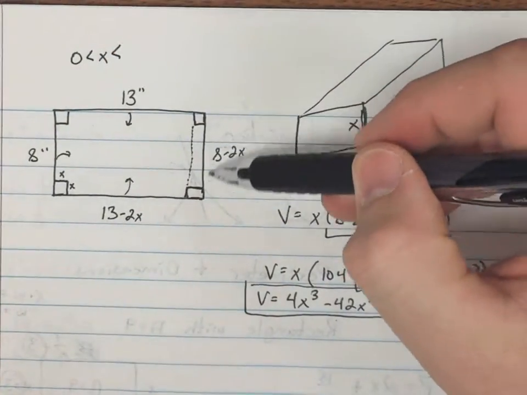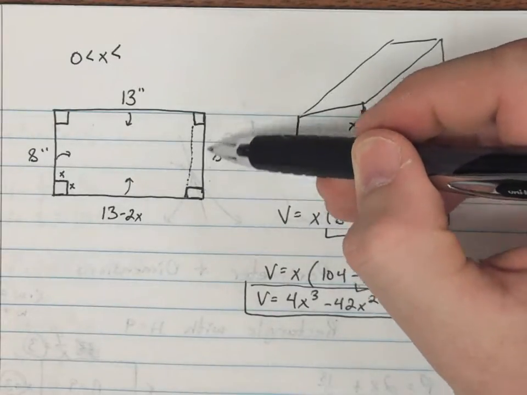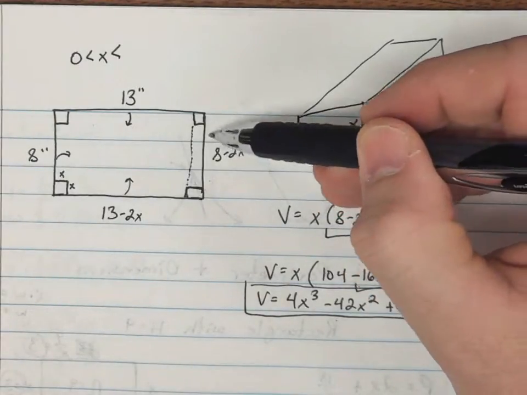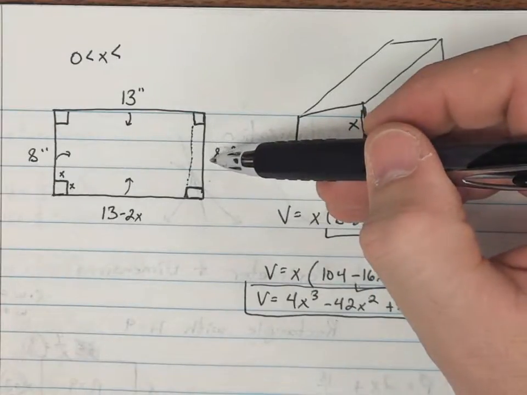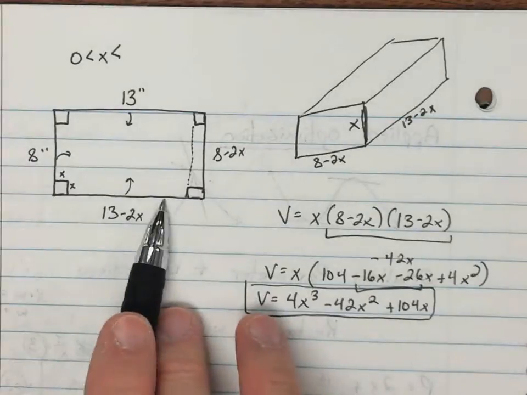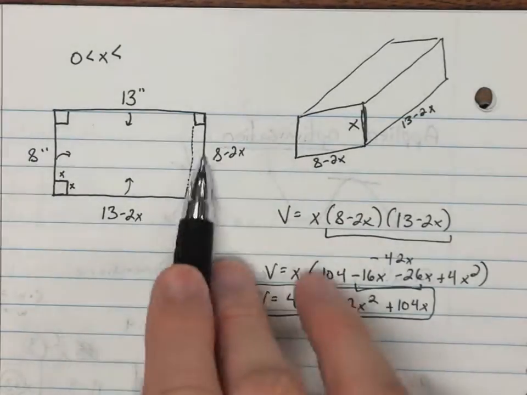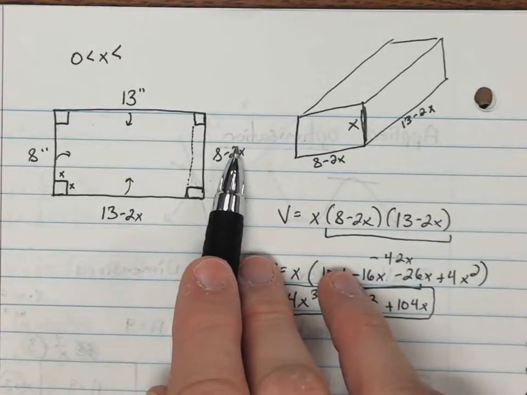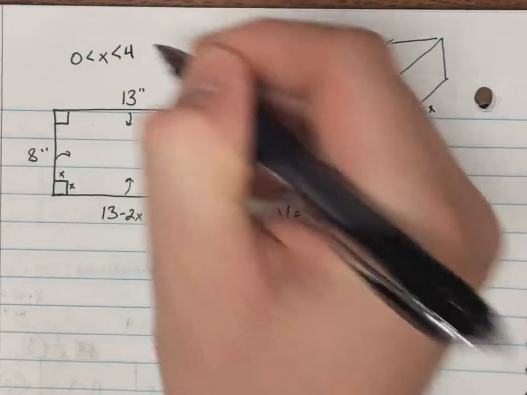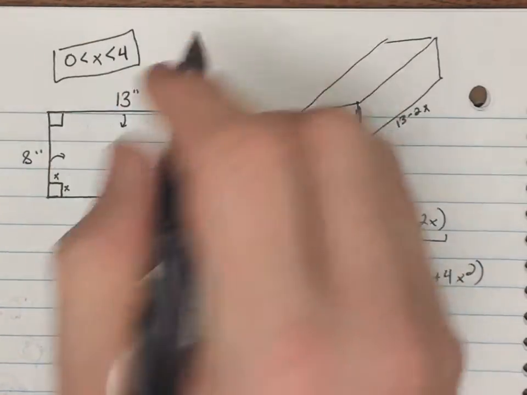Okay, look at here. If x were 4 here, 8 minus 8 is 0. That'd mean you'd have a 0 width. So there's no way possible that x could be 4. Well, here x can't be 6.5, but that's not going to come into play as long as we fix this. So x has to be somewhere between 0 and 4, not including 0, not including 4. That's my domain. That's the only values.